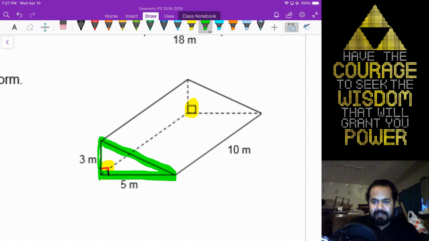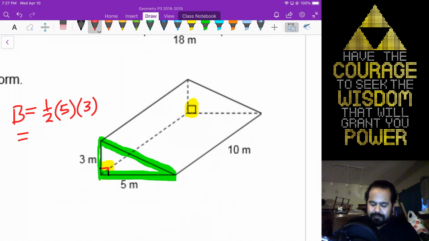One other thing I've taught you is that in a right triangle, to find the area, we always want to use the legs because the legs are where you're going to find the height and the base length. So for this base area, we're going to say that it's 1/2, because it's still a triangle, 5 times 3. So 15 times 1/2. We could say 7.5.